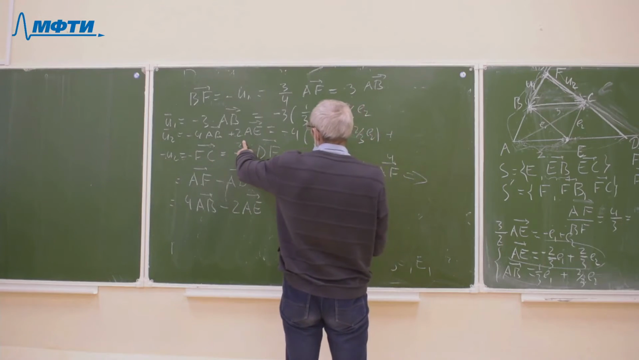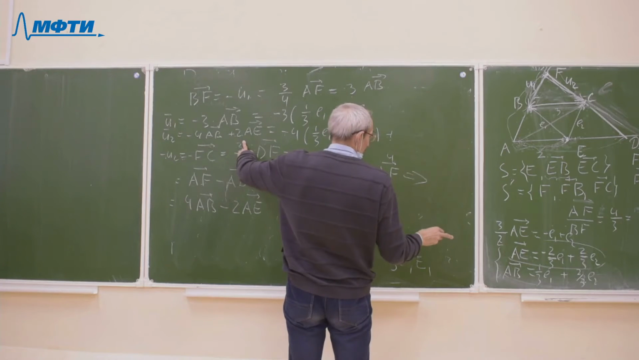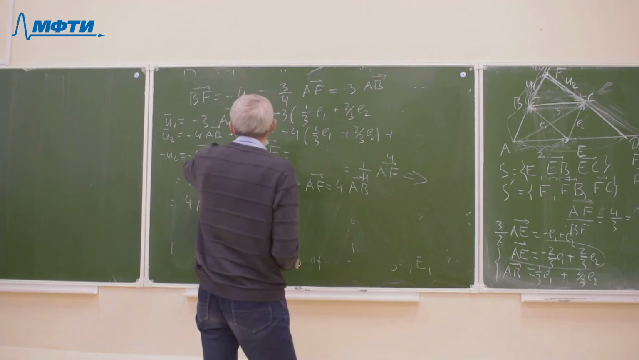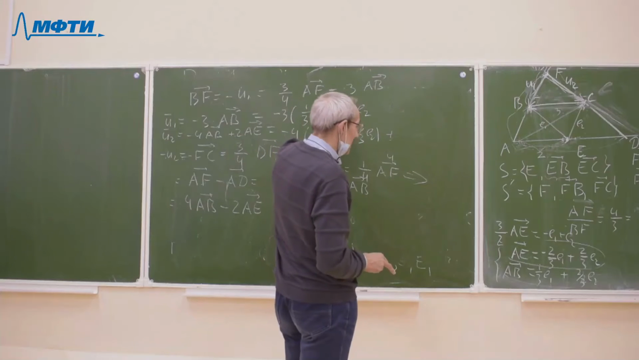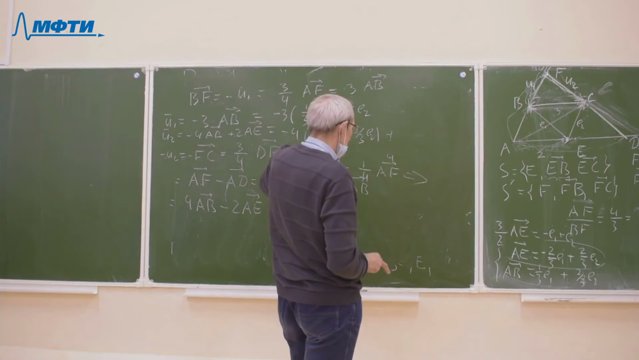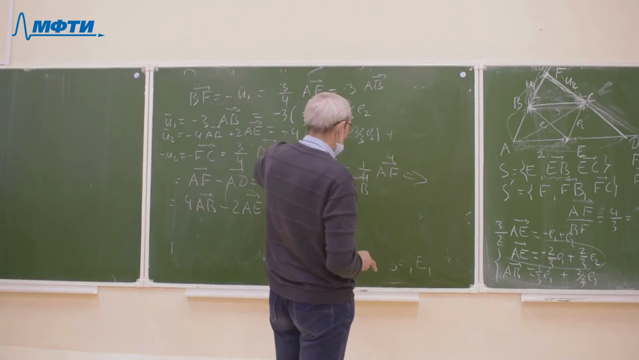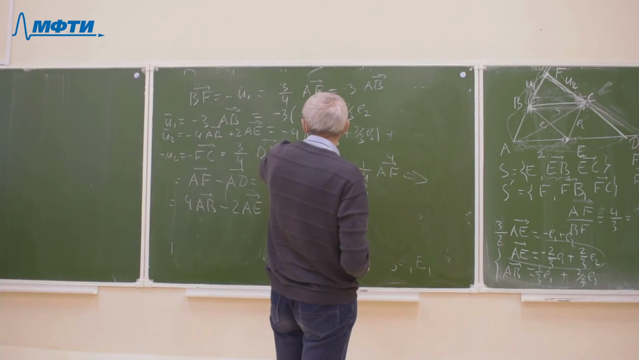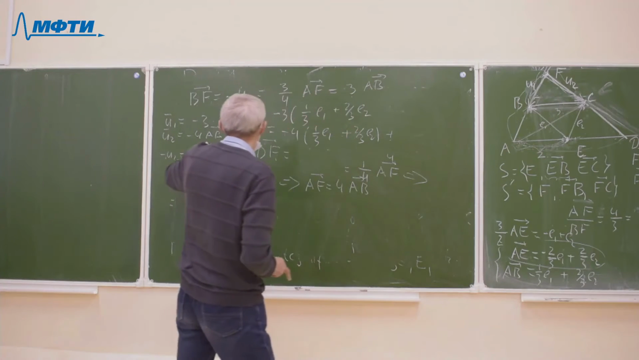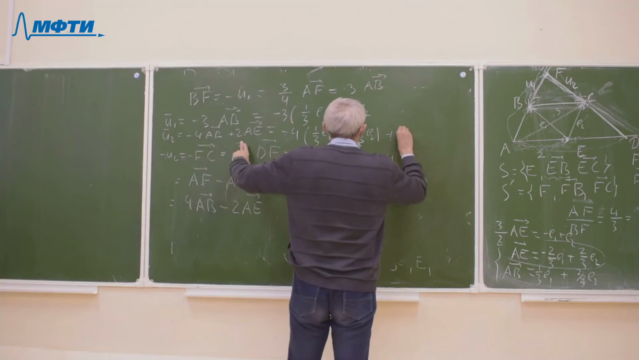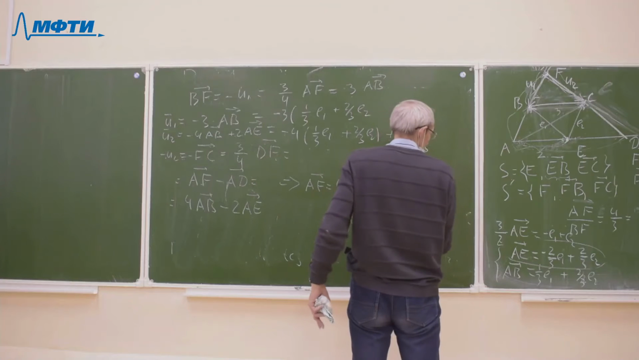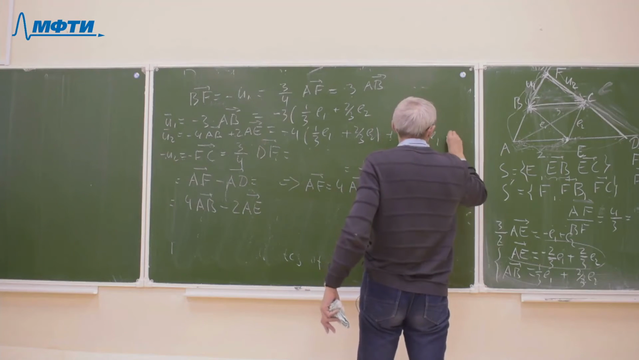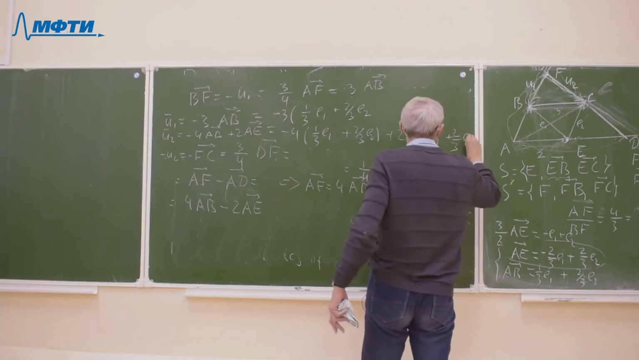oh, I'm sorry, 4 AB. It's right. That's right. Plus 2 AE minus 2/3 E1 plus 2/3 E2.